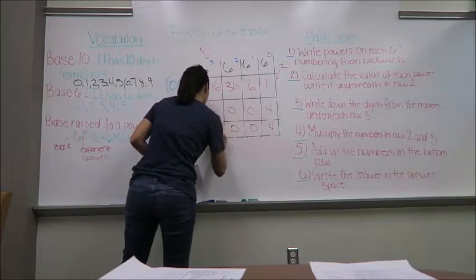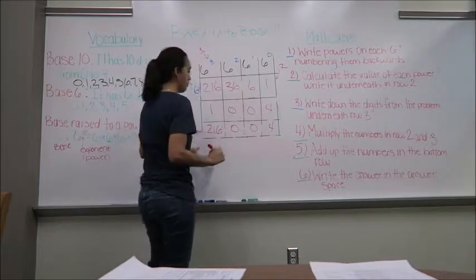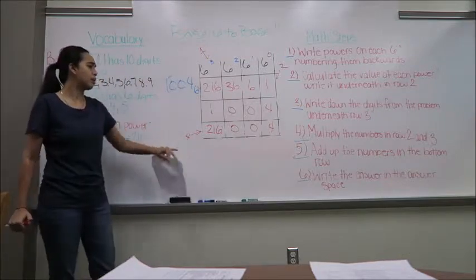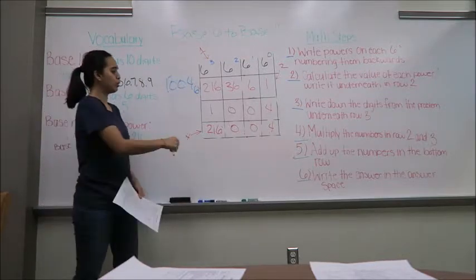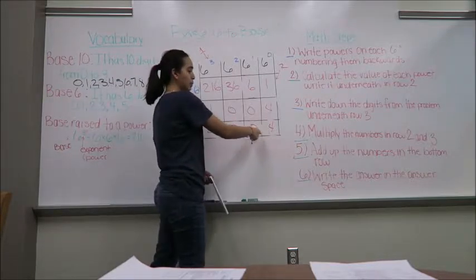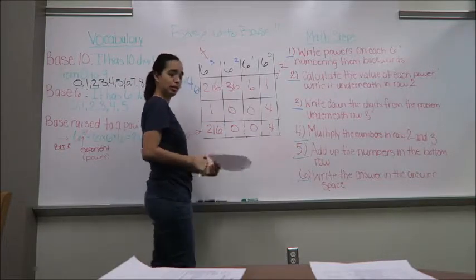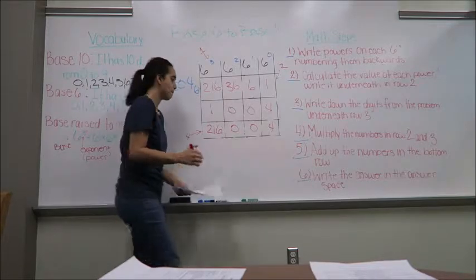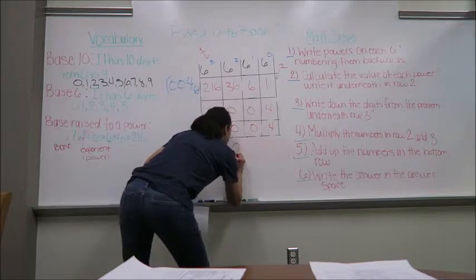Yes, y'all are getting the hang of it. Step 5: add up the numbers in the bottom row. 216 plus 0 plus 0 plus 4. Does anybody know what that one is? 220. Yes, that is correct.